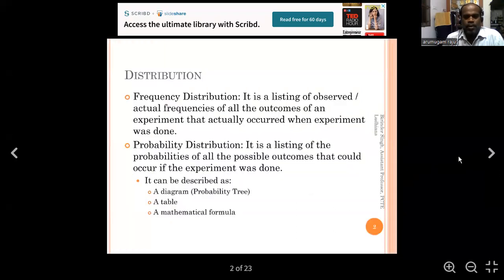Good evening, friends. Today we will discuss the concept of probability distribution. In the probability distribution, we have the binomial, Poisson distribution, and normal distribution. In general, the probability distribution is classified into two types. The first one is discrete probability distribution, and the other one is continuous probability distribution.